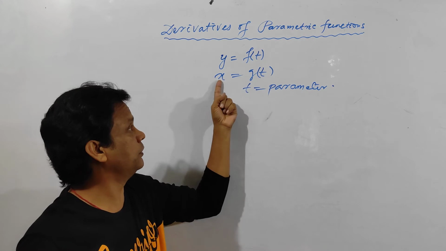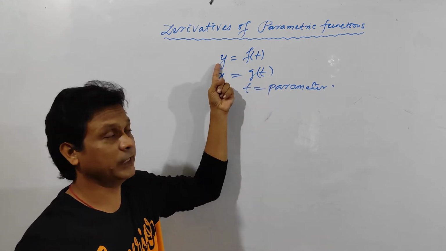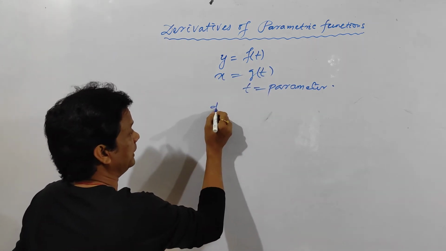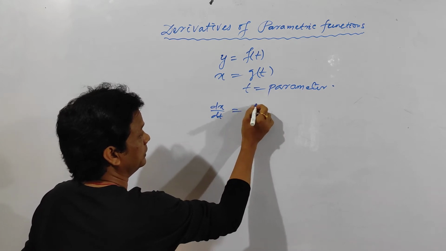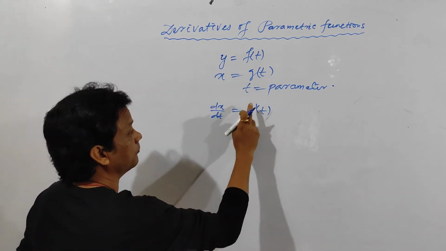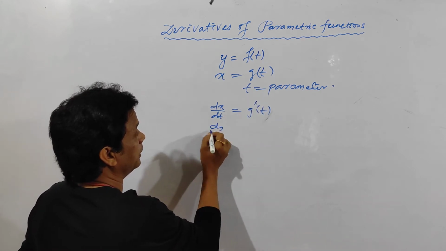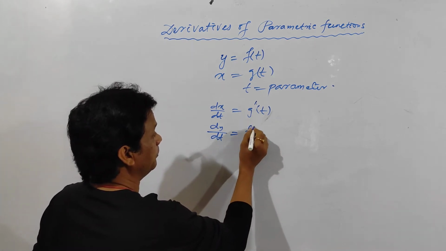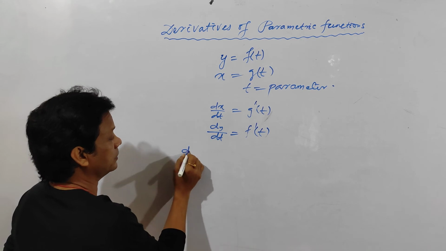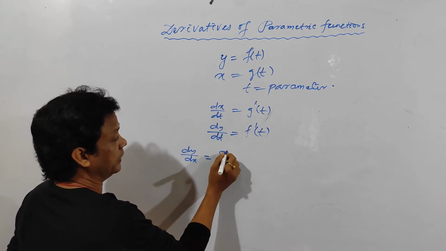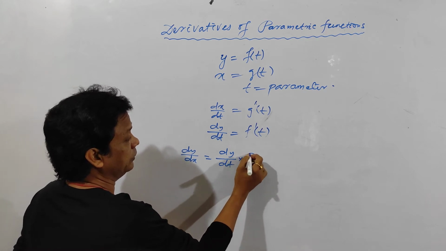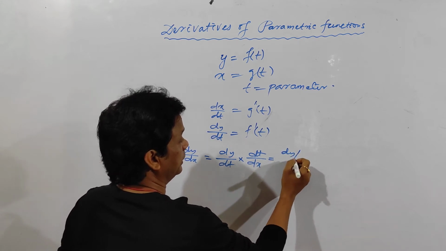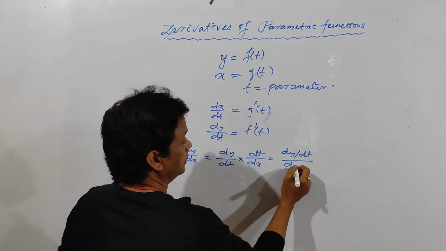You want to find out derivative of x with respect to t, dx by dt. Again you want to find out derivative of y with respect to t, that means dy by dt. See here, x is equal to g of t, that means dx by dt will be g dash t. Clear? And similarly, you want to find out dy by dt because on the right hand side the variable is t, so it will be f dash t. So how to find out dy by dx? Apply the chain rule, dy by dt into dt by dx. That is, we can write dy by dt divided by dx by dt.